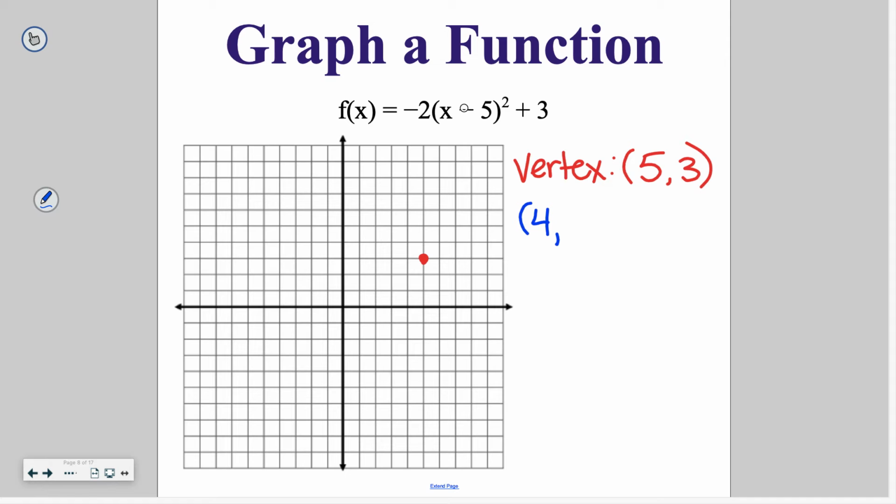So 4 minus 5 is -1. -1 squared is +1. +1 times -2 is -2. Plus 3 is going to give us a value at 1. So my next coordinate is 4, 1. I should graph that correctly. 4, 1. I just talked through plugging that in.